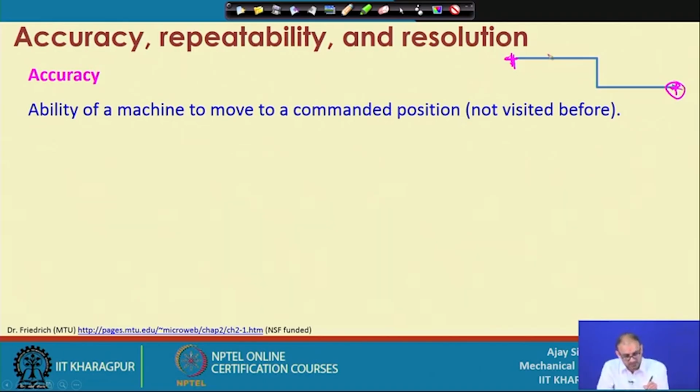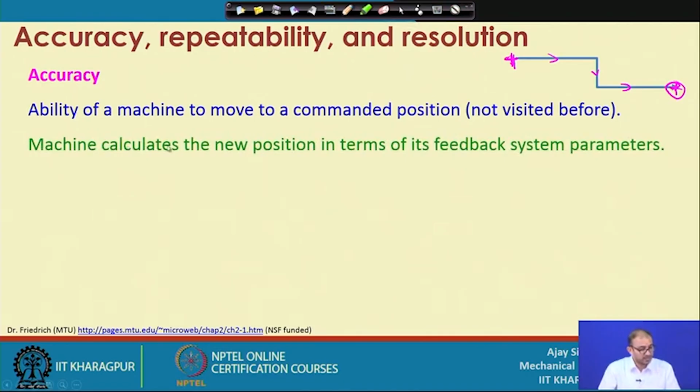Now, it is starting from this and it is moving to this location. This location was actually not visited before. So, how close it is reaching this location is decided by the accuracy. That means all the components, whatever you are using, all the drives, XYZ drives, then the encoders, everything will work in such a way that you can reach that particular location. The machine calculates the new position in terms of its feedback system parameters.